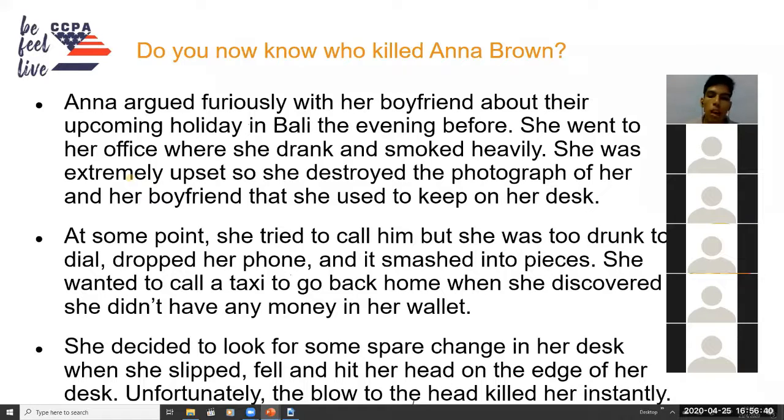Unfortunately, the blow to the head killed her instantly. So that's what really happened. Unfortunately, there wasn't any mysterious killer. She did it herself. It was an accident, right?